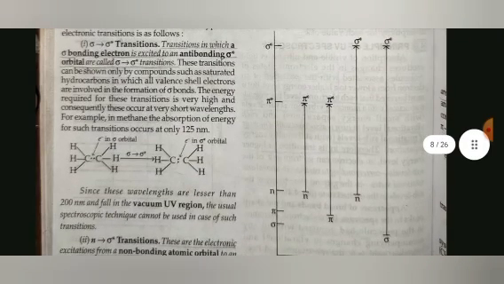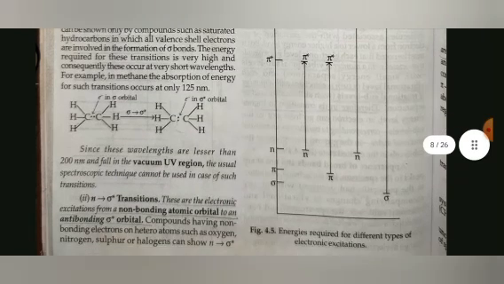The transition in which a sigma bonding electron is excited to an anti-bonding sigma star orbital is called sigma to sigma star transition. These transitions can be shown only by compounds such as saturated hydrocarbons in which all valence shell electrons are involved in the formation of sigma bonds. The energy required for these transitions is very high, and consequently they occur at a very short wavelength. For example, in methane, the absorption of energy for such a transition occurs at only 1 to 5 nanometers.